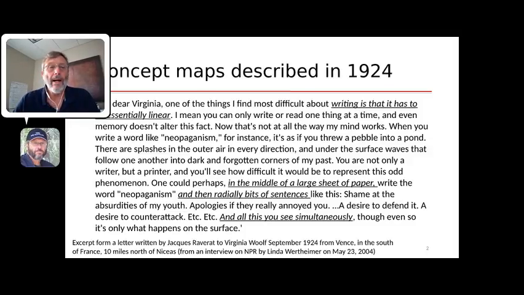Imagine this, in the middle of a large sheet of paper you could write a word and then radially around it write bits of information. And once you're done, you pretty much can see it all at once. So the idea of concept maps was in the jargon and in our conceptual basis all the way back to 1924. That's nearly 100 years ago.